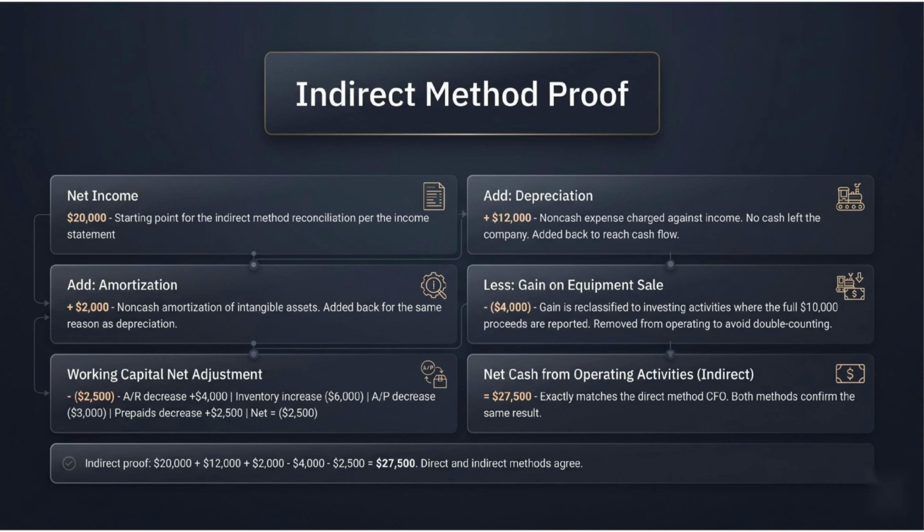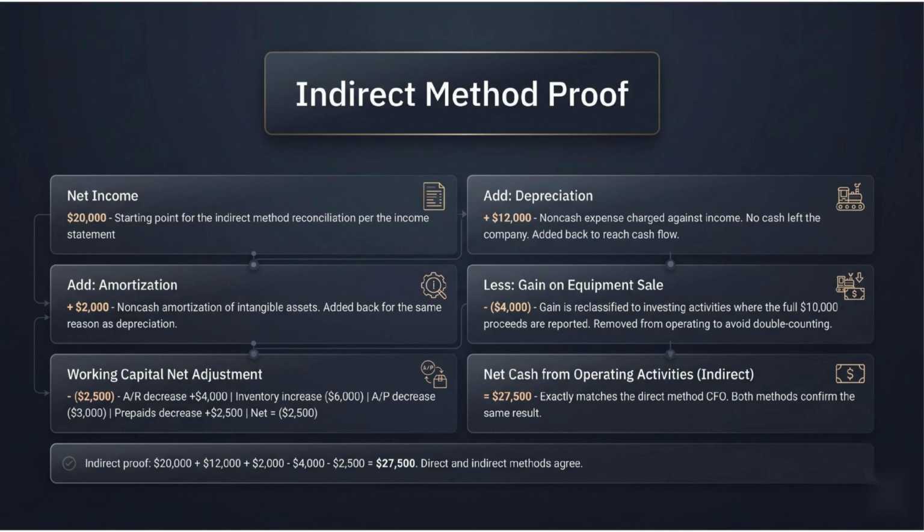Start with net income of $20,000. Add back depreciation of $12,000 and amortization of $2,000 because both are non-cash expenses. Subtract the gain on equipment sale of $4,000 because the full proceeds are already reported in investing activities. Then apply the working capital net adjustment of -$2,500.